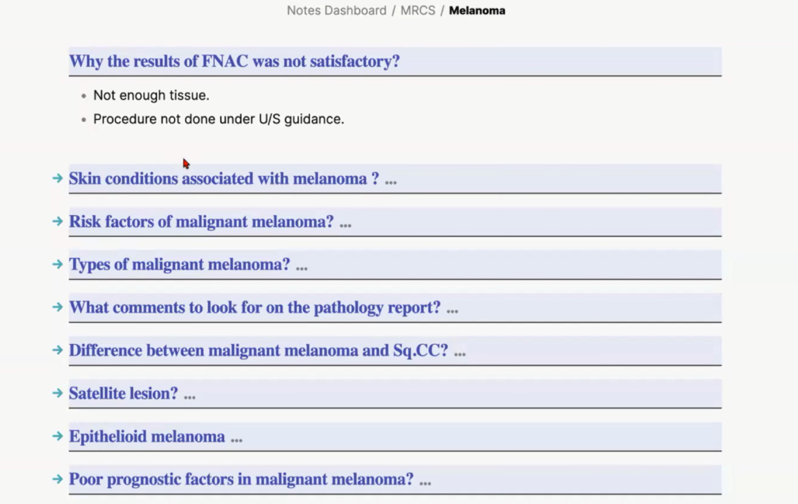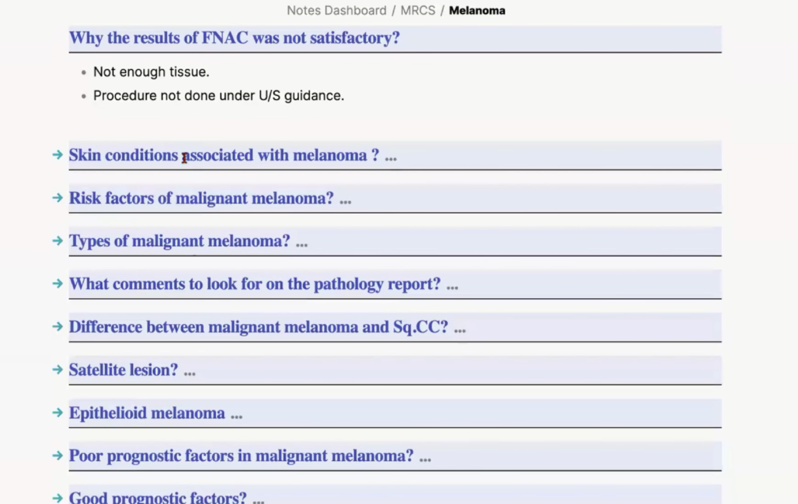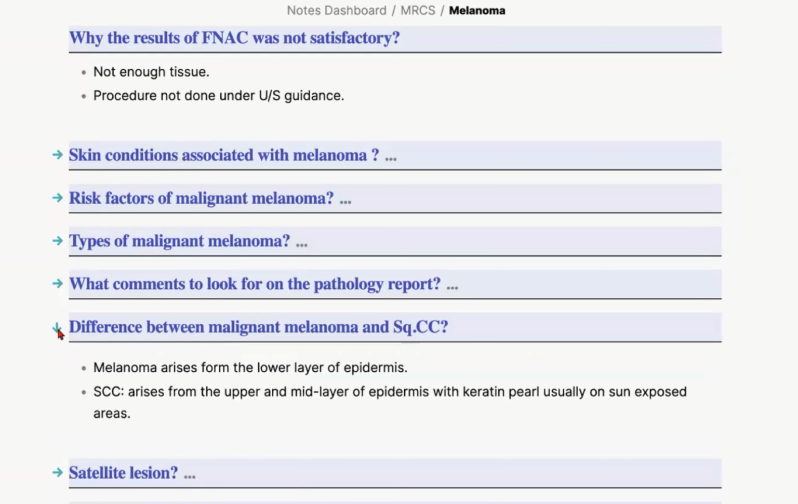I remember just. What comments would you look for on the pathology report? About melanoma, I'm looking for the type of tumor, the thickness of the tumor, and also the invasion to blood vessels and the margin of the tumor. What's the difference between malignant melanoma and squamous cell carcinoma, please? Squamous cell arises from the upper layer of the epidermis, but the melanoma arises from the lower layer of the epidermis. What is a satellite lesion?